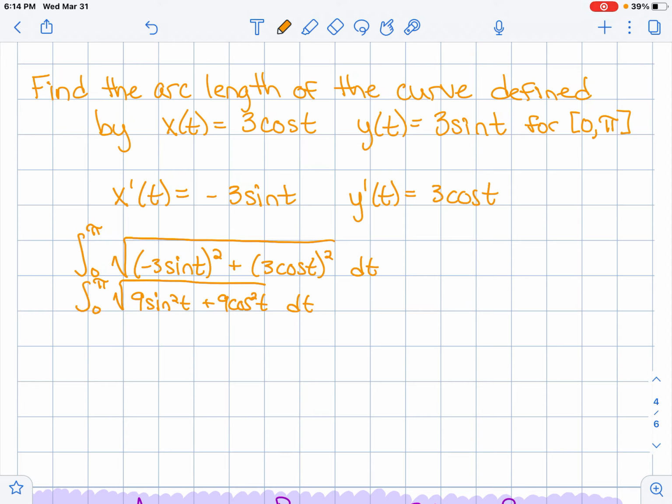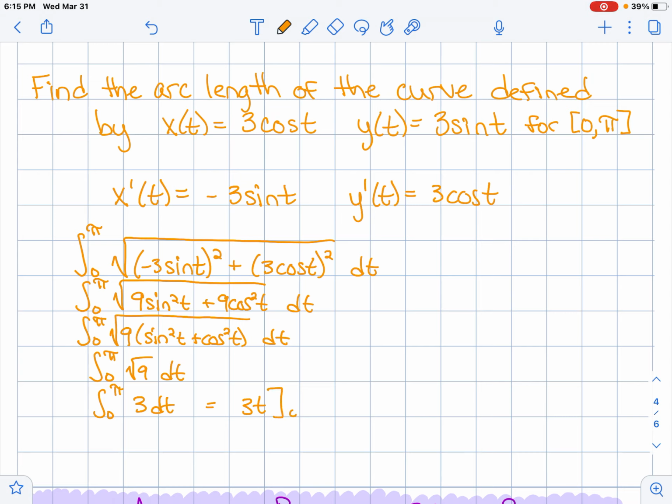Hopefully you're thinking about the Pythagorean identities, so trig identities. We know sine squared plus cosine squared. So if I factor 9 out of both of those, I get sine squared t plus cosine squared t. And I know that, and you should too, that sine squared plus cosine squared is 1. So this ends up just being the square root of 9, or just 3. So that's kind of cool, because the antiderivative of that is pretty straightforward. That's 3t. And if we evaluate that from 0 to pi, I end up with 3 pi as the length of that curve. Kind of nice.